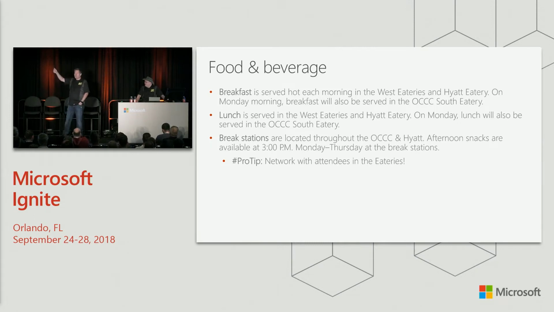So breakfast will be served hot each morning in the West Eateries. Tomorrow, West and Hyatt Eatery. Tomorrow that will also be available in North South, and there's bacon. There's multiple types of... I'm in. I'm all in. Can we... there's a cooler in the backpack. Can we just bring bacon in and just start doing it? Don't do that. Lunch is served in the West Eateries and the Hyatt Eatery.